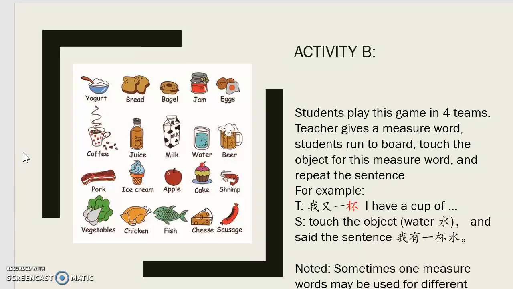One thing we should notice is that there might be more objects for one measure word in this chart. For example, for the measure word 杯, we can use water or milk or juice or beer. So any answer is right. I do this to let students notice that there's a category for this measure word. So the basis for the category is liquid.